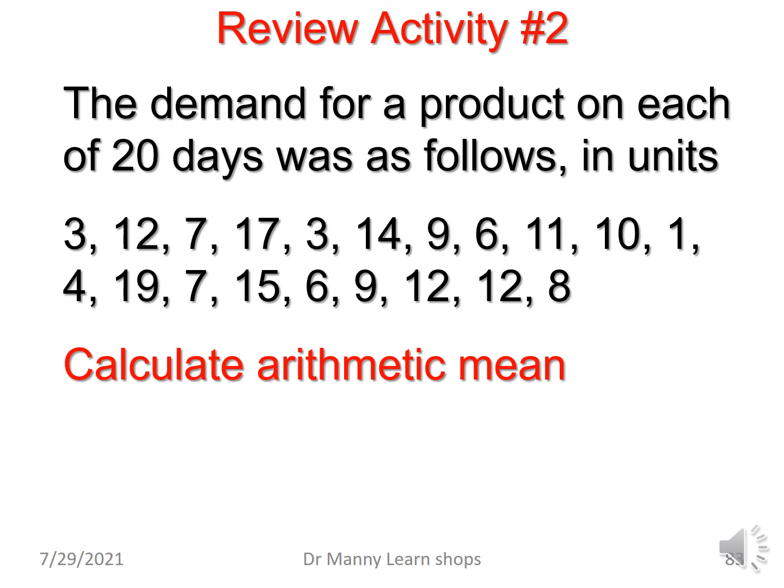The demand for a product on each of 20 days was as follows in units. Calculate the arithmetic mean. The arithmetic mean is 9.25 units. I know I'm rushing you, but it's just an example.